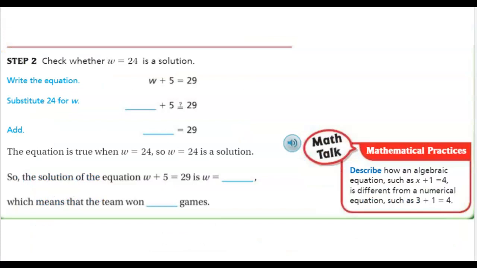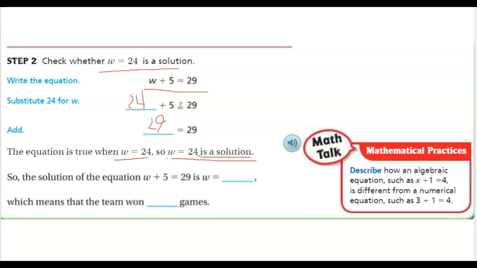So in step 2, we're going to substitute again. We're going to check whether W equals 24 is a solution. We write out the equation, substitute 24 for W. 24 plus 5, we're coming down here to add, that's 29. So the equation is true when W equals 24. So W equals 24 is a solution.